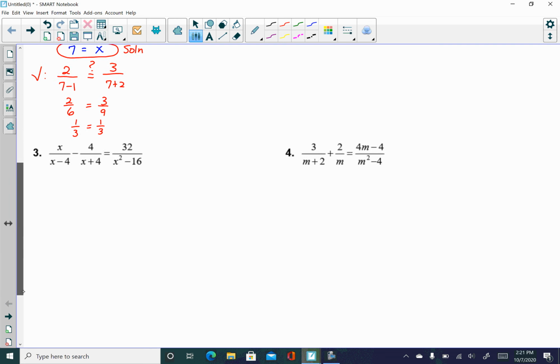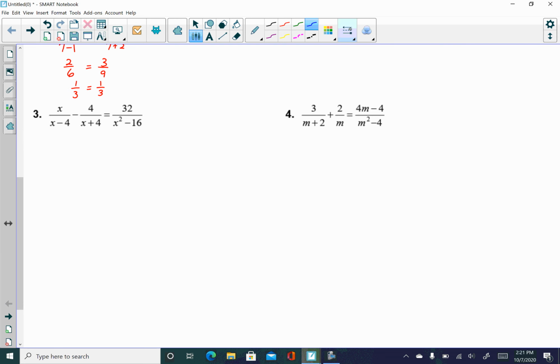Let's scoot on down and look at example 3. In example 3, the only difference here is that the function itself is a little more involved, but nevertheless, it's still the same technique. The only thing I would do first of all in number 3 though is that I would look at the denominator on the right hand side, that x squared minus 16. I would go through and factor that so that you see that you have x over x minus 4 minus 4 over x plus 4 equals 32 over that denominator.